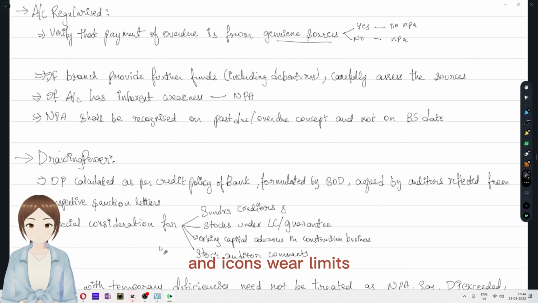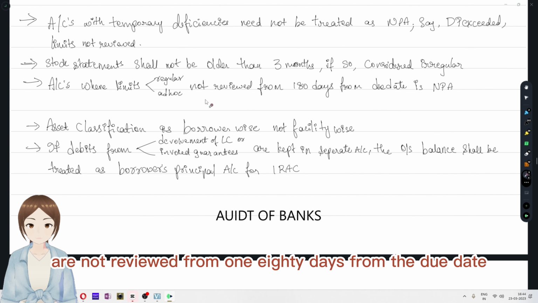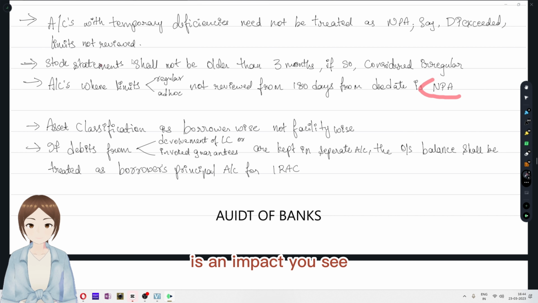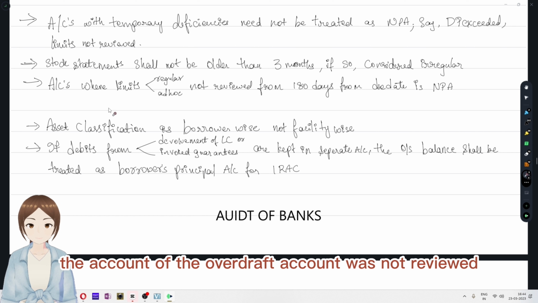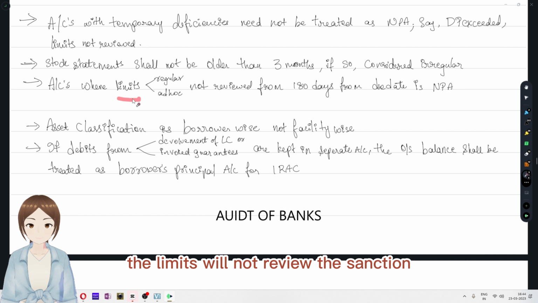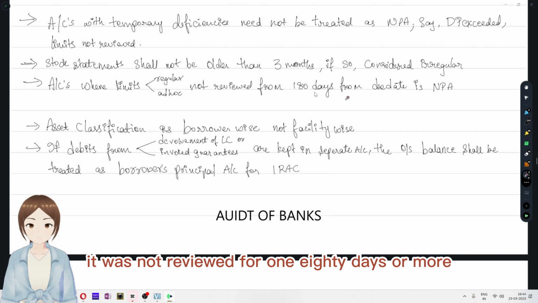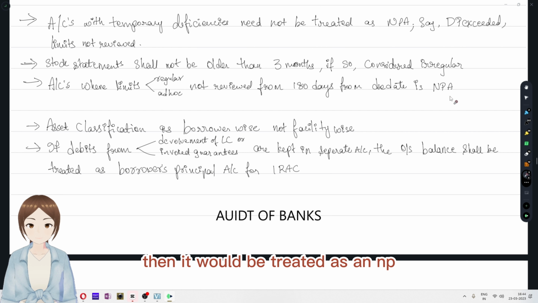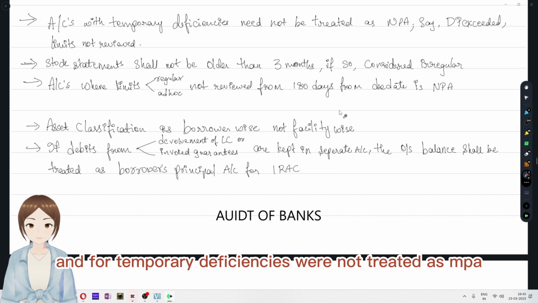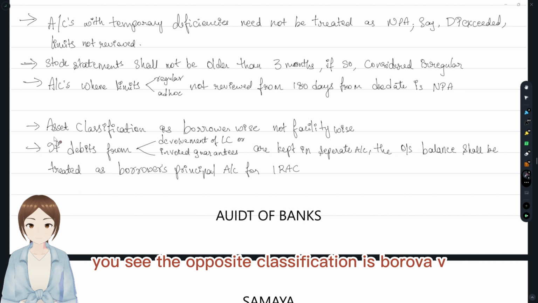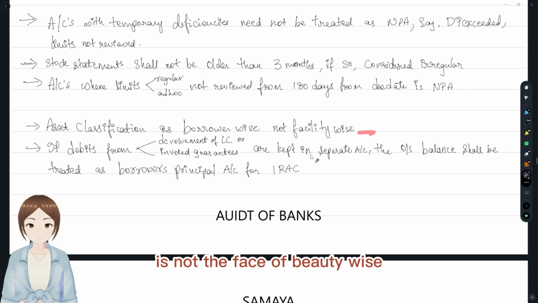And accounts where limits, regular or ad hoc, are not reviewed within 180 days from the due date is an NPA. You see, stock statements older than 3 months, NPA. If the overdraft account's sanction limit was not reviewed for 180 days or more, then it would be treated as an NPA. Temporary deficiencies were not treated as NPA. You see, the asset classification is borrower-wise, not facility-wise.